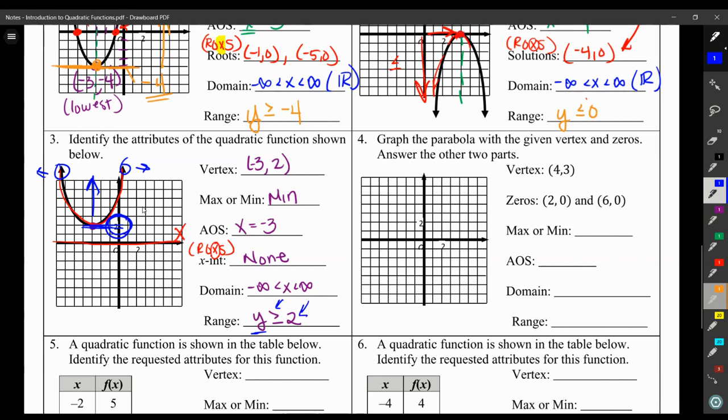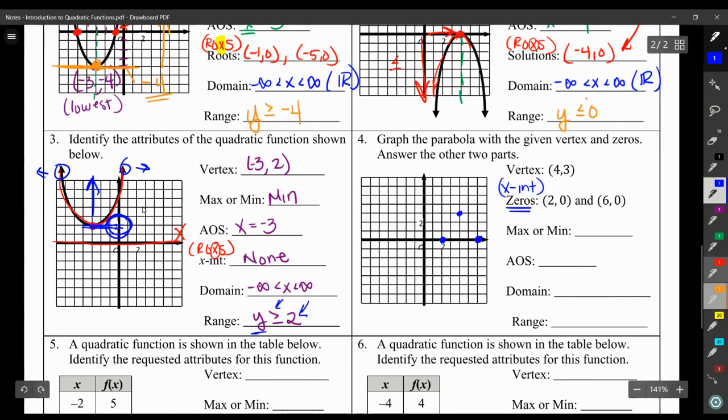Let's look at number 4. What if we have to go backwards? What if I have to draw the graph based on some given information? So I would start by plotting what we do know about this parabola. Graph the parabola with the given vertex and zeros, answer the other two parts. So I know the vertex is at 4, 3. Now the zeros, if you don't know where to plot those coordinate points, remember that zeros is simply another name for an x-intercept. So 2, 0 is one x-intercept, and the other one is at 6, 0.